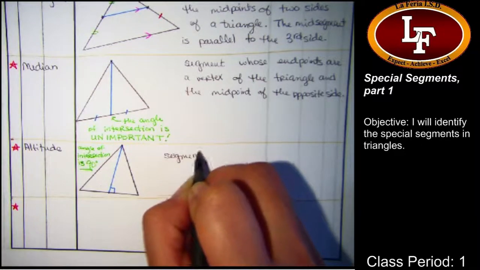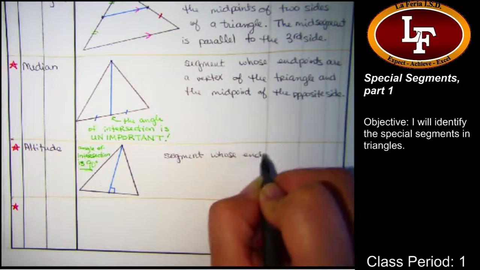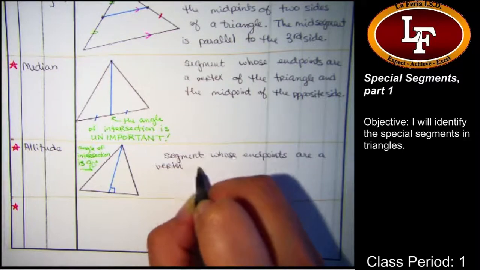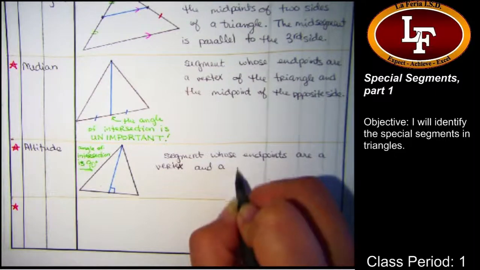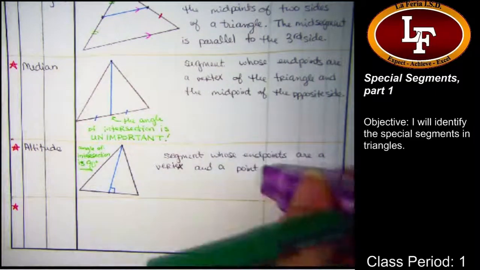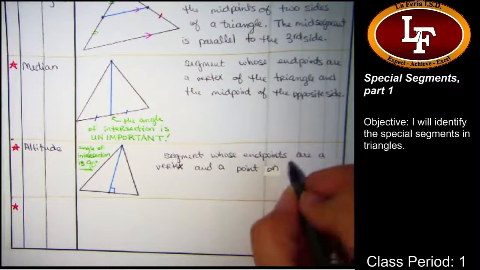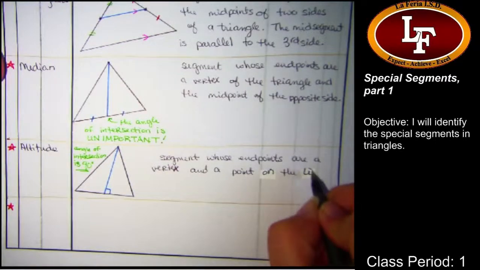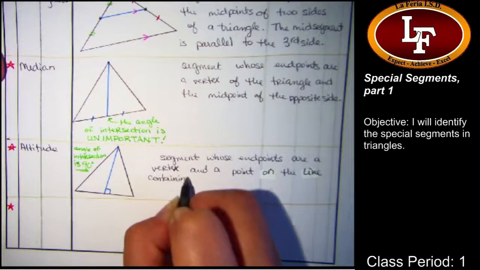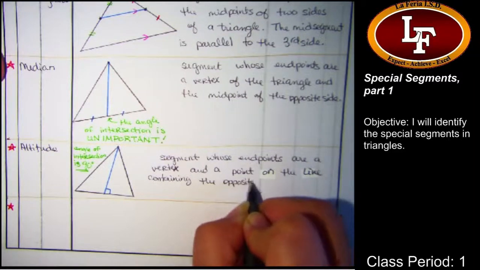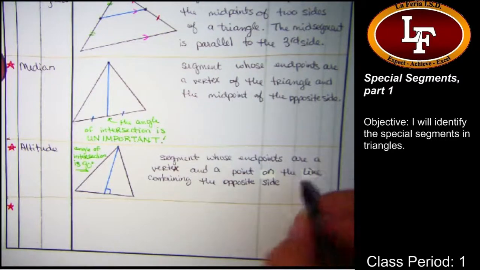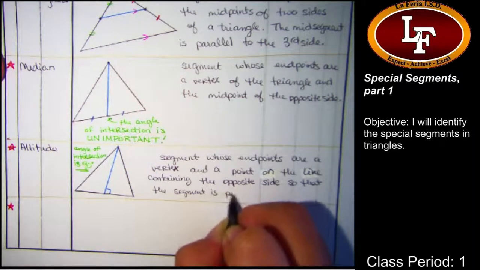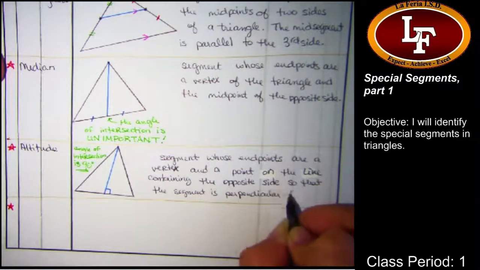So in words, the altitude is the segment whose endpoints are a vertex and a point on the line containing the opposite side so that the segment is perpendicular to the line.